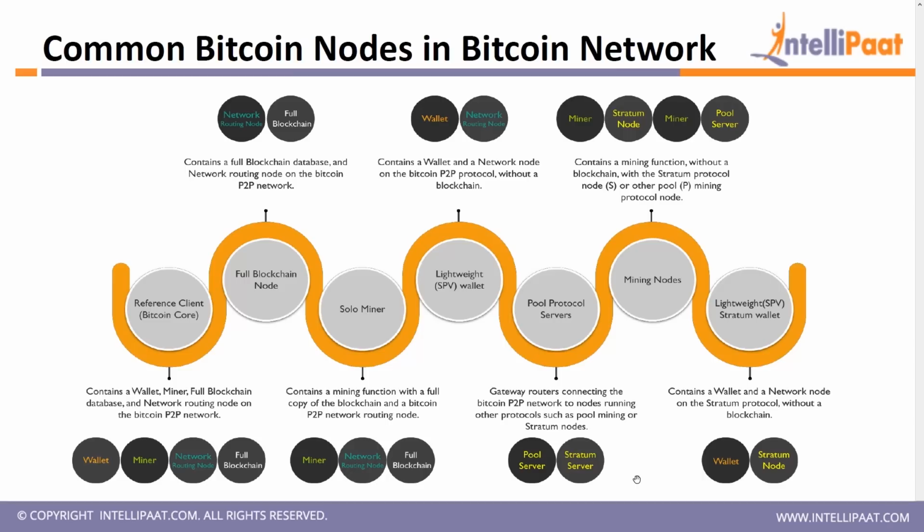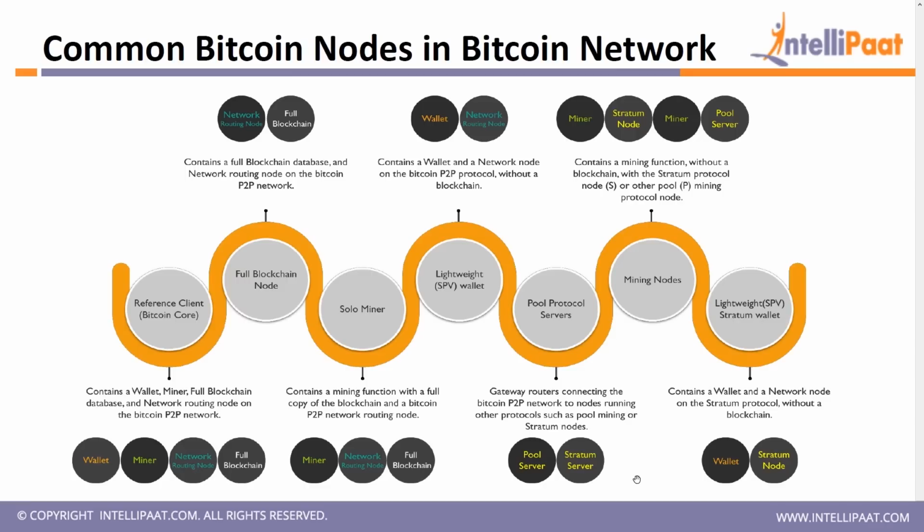Then comes your pool protocol servers. Gateway routers connecting the Bitcoin P2P network to nodes running other protocols such as pool mining or Stratum nodes. Example, pool server, Stratum server. Then mining nodes containing a mining function without a blockchain with the Stratum protocol node or the other pool mining protocol node. So one other type of common Bitcoin nodes is lightweight SPV Stratum wallet. Again, contains a wallet and a network node on the Stratum protocol without a blockchain.